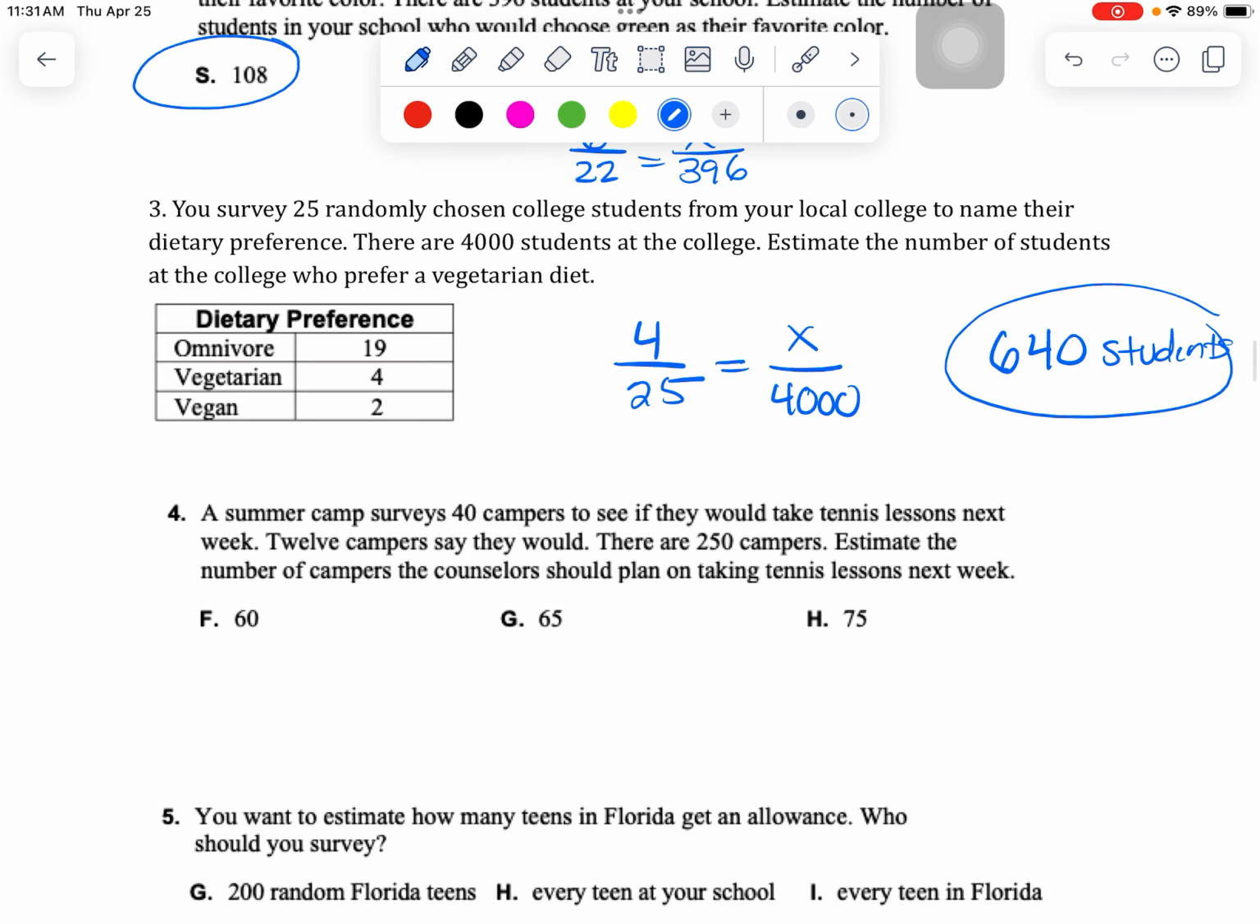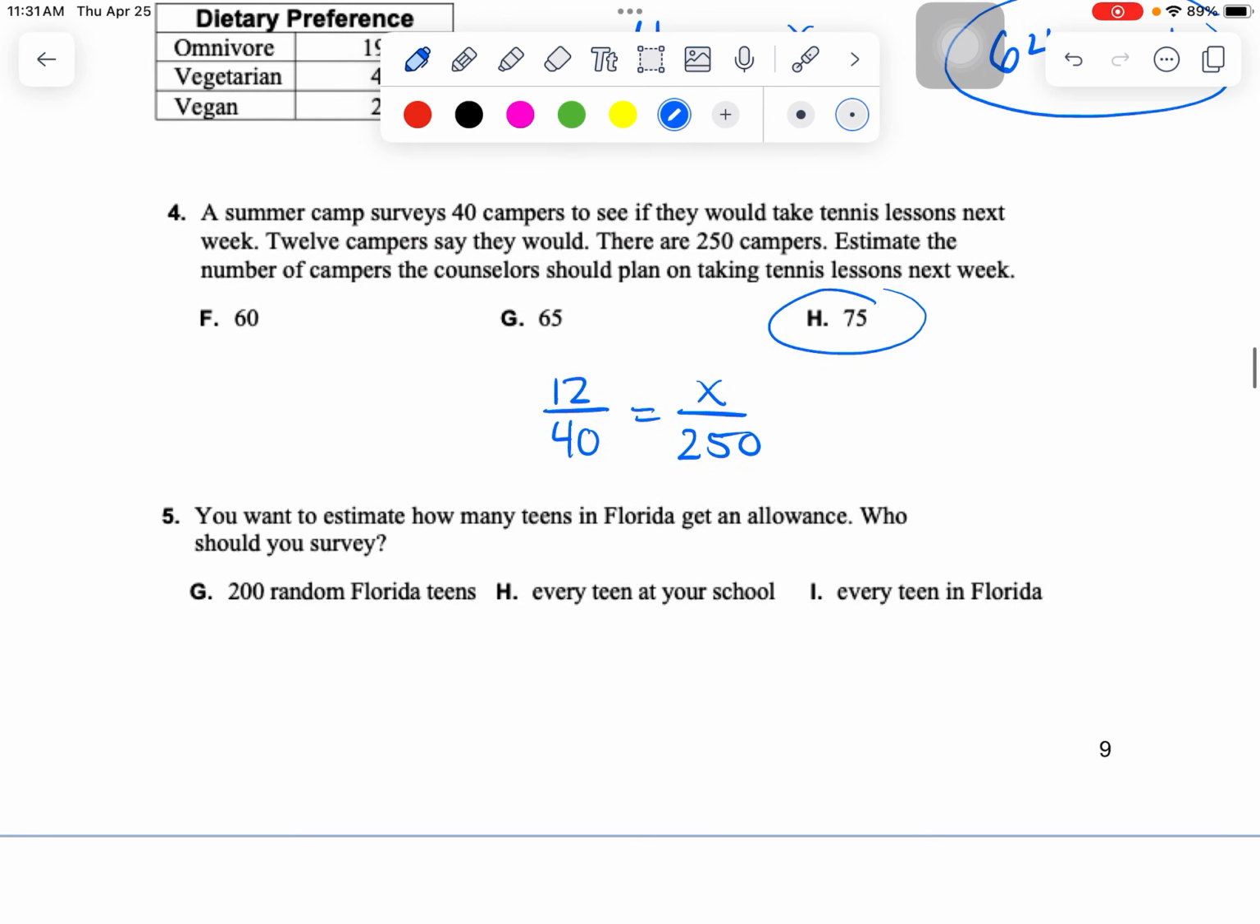For number 4, you should have 12 over 40 equals x over 250. And when you solve, you should get H, 75. And then for the last one, it says you want to estimate how many teens in Florida get an allowance. Who should you survey? And the correct answer would be G.